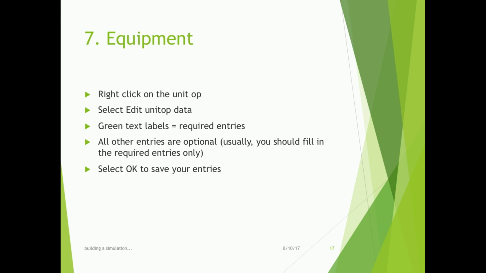When you're looking at equipment, you will right-click on the unit op. You will select Edit Unit Op Data. Any green text labels are required entries. All the other entries are optional, and usually you should fill in only the required entries. Otherwise, you're not sure what's being computed and on what basis you are going to do your calculation.